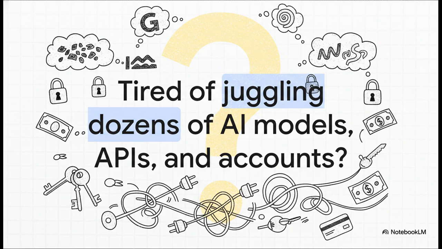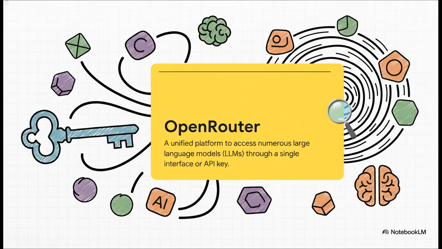Sound familiar? You've got one account for GPT-4o, another one for Claude 3.5 Sonnet, maybe you're even messing around with LLaMA 3. You're trying to keep track of different API keys, you've got bills coming from all over the place, and your code is just this spaghetti monster of different SDKs. It's a total mess. Well, this is where OpenRouter comes in, and it's a beautiful solution. It's a platform designed to solve that exact problem.